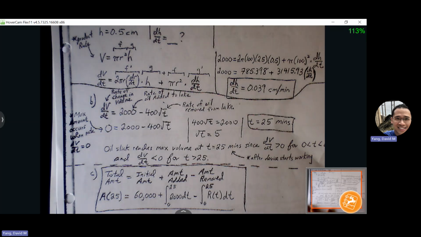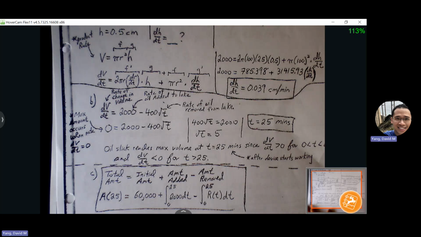And if I want to find out how much oil there is at 25 minutes, 60,000 has already spilled. And then from 0 to 25, the oil leak is still going on, but the removal rate is also trying to catch up. I don't understand that bottom equation though.